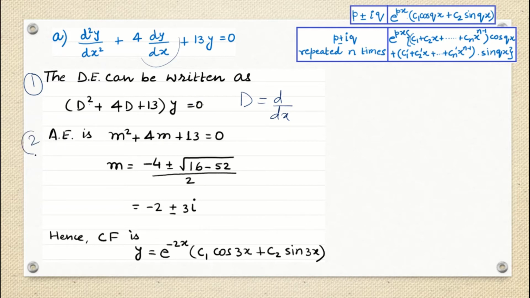Second step is what? You have to write down the auxiliary equation. The auxiliary equation is what? We just have to replace D with m, and the variable y will not be present here. So this is m square plus 4m plus 13 equals 0.